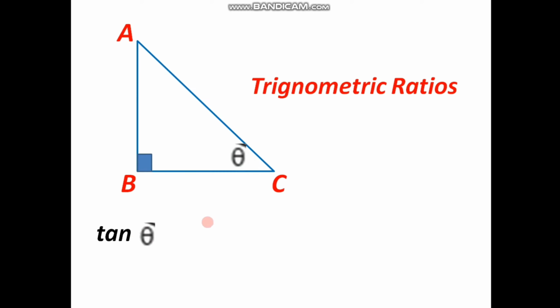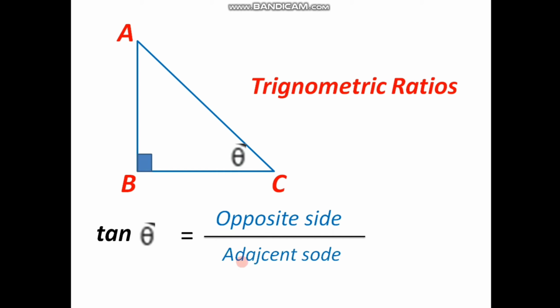Now let us have the third trigonometric ratio, that is tan theta. Definition is opposite side divided by adjacent side. As we can observe, this is the combination of sine theta and cos theta. For this angle theta, the opposite side is AB and the adjacent side is side BC. That's why by this definition we have tan theta is equal to AB divided by BC. So this is the third trigonometric ratio.